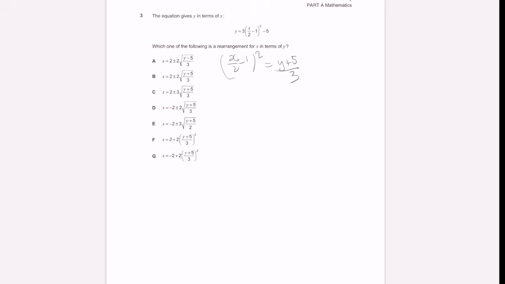Okay, now we're going to square root everything. Then we're going to go: x over 2 minus 1 is going to be equal to plus or minus the square root of y plus 5 divided by 3. X over 2 is going to be equal to 1 plus or minus the square root of all that. If we were to multiply this by 2, then this will become a 2, and then we're going to get another 2 added up here. I think this actually corresponds to an answer. Looking at it, it seems to be B.